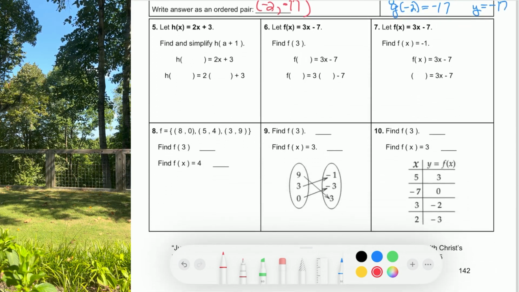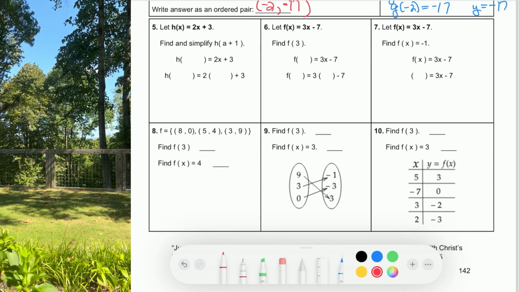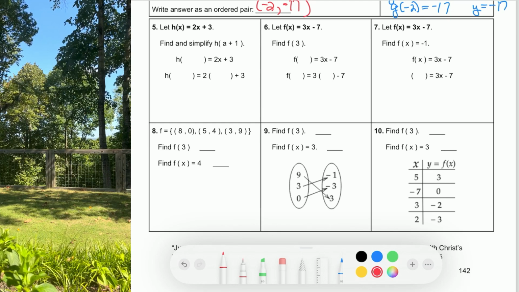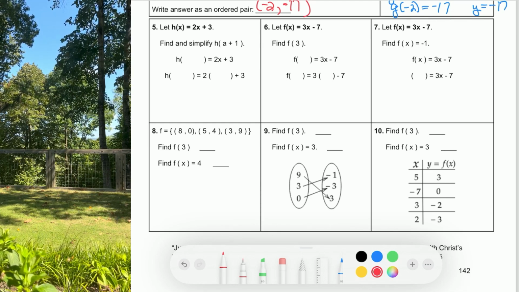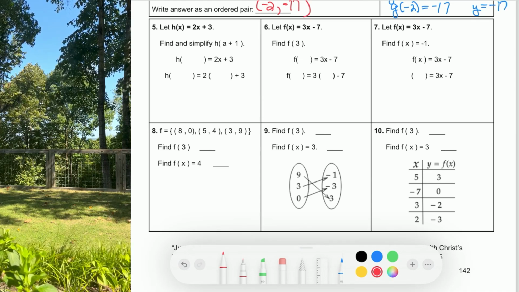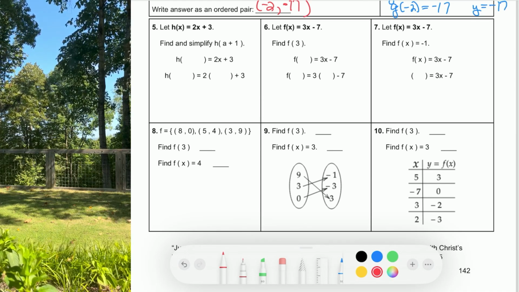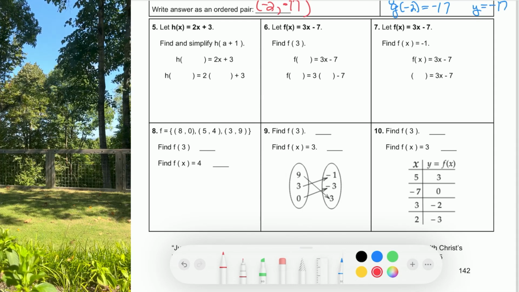Now let's look at number 5. Let h of x equal 2x plus 3. Find and simplify h of a plus 1. So now we've got, instead of just a number that we're plugging in, we have a variable with it. Doesn't change what we do. We're still going to plug it in and solve. If we can't solve completely, then we just simplify as far as we can.